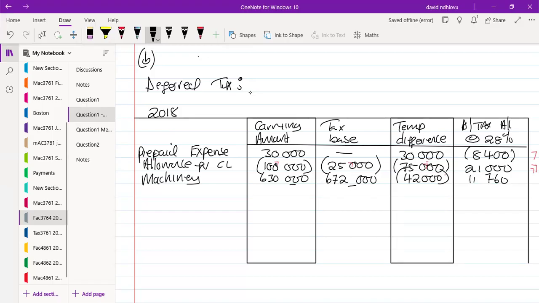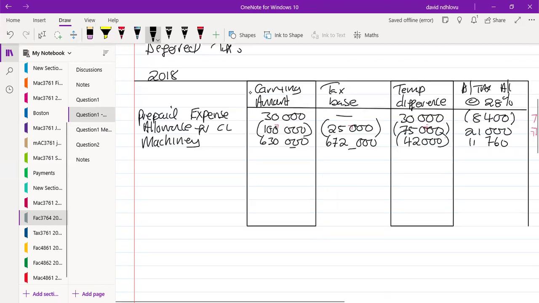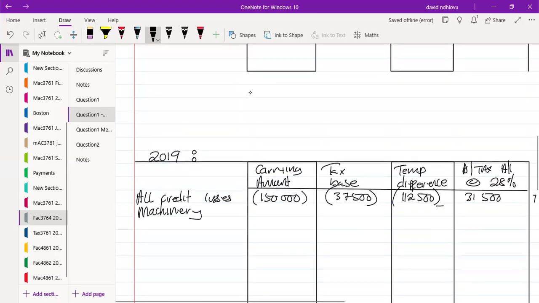As long as the temporary differences are negative, the deferred tax is positive, representing an asset. Or if you want to apply the rules, it says if the carrying amount of an asset is less than the tax base of that asset, then the resultant deferred tax is a deferred tax asset. So you will be done with 2018 in terms of machinery. You need to do the same for 2019.